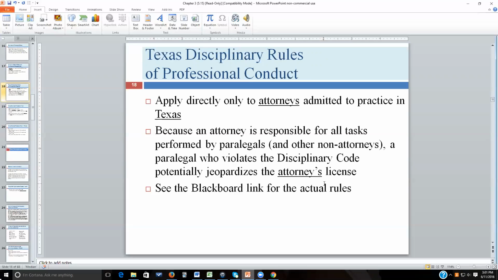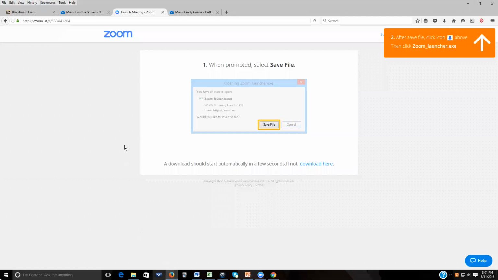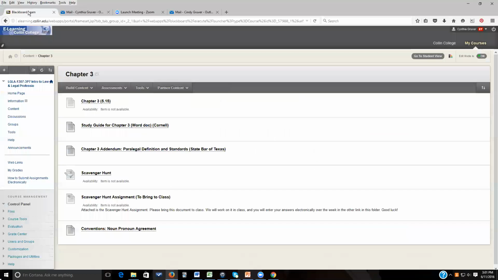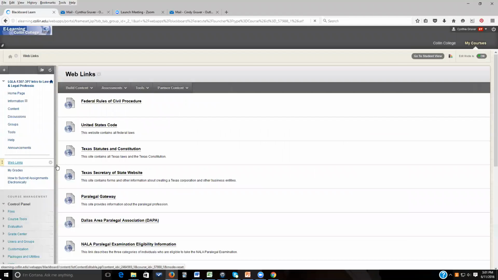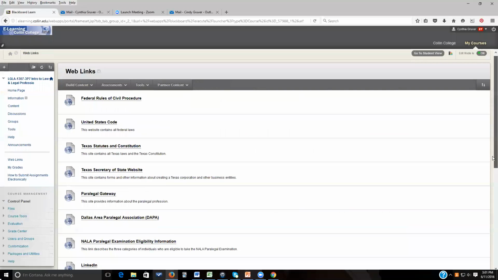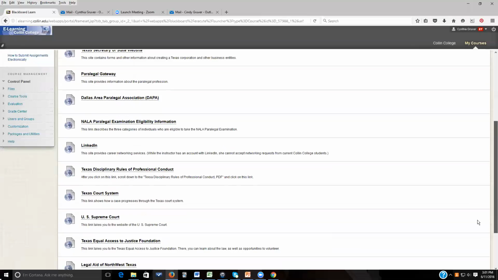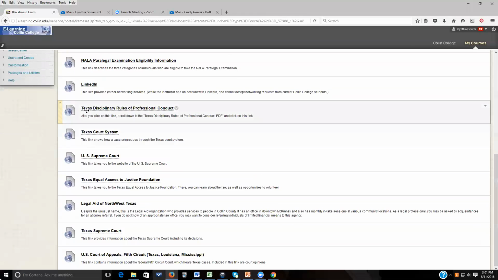I have a link to the actual rules on Blackboard. Let's go there for a second so I can show you. You are not at all responsible for reading the rules or anything like that, but I always like to show as much as I can about where we find these things. So we're going to go to web links. And then near the bottom, we will find the Texas Disciplinary Rules of Professional Conduct.